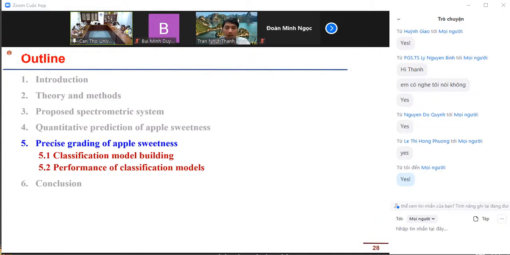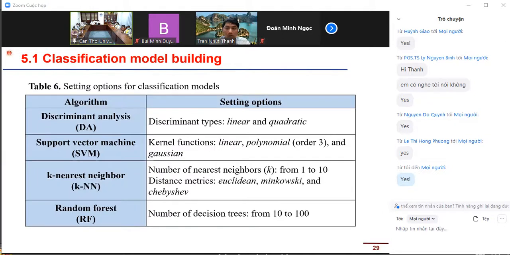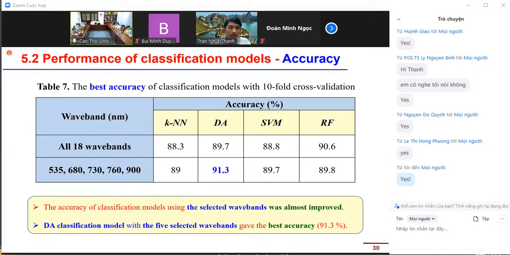Now I will present a way to build an optimal classification model for rating the sweetness of apple. For classification model building, four common algorithms were used. They are discriminant analysis, support vector machine, k-nearest neighbors, and random forest. And some 16 options were implemented for each model to find the best performance model. These options are presented in table 6. The performance of these models will be shown in the following slides.